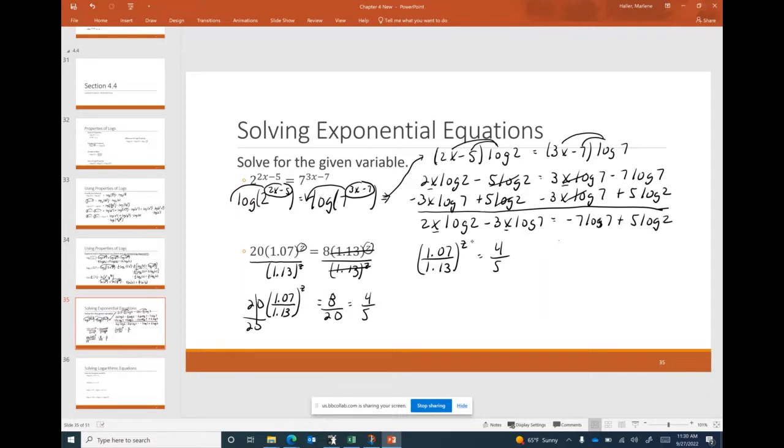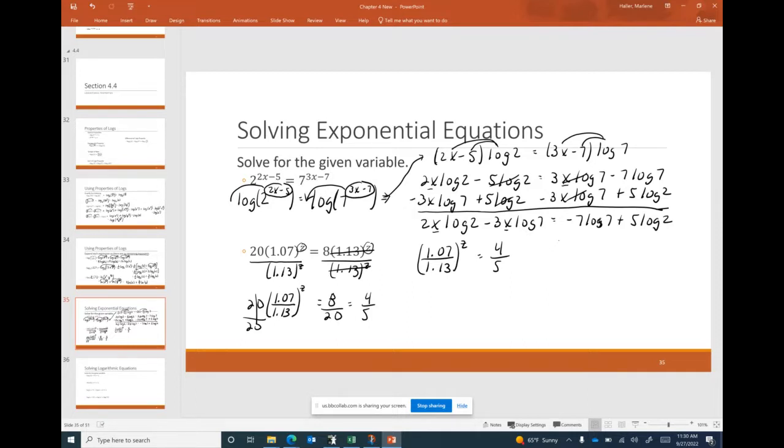Okay, so the two things that I could do at this point: I could take the log of both sides, because then I could bring down that z. Nothing wrong with that. I also could convert this to logarithmic form, but I would have a very unusual base on my logarithm. It would be log base 1.07 divided by 1.13 of 4/5 equals z. And then I would just have to evaluate it.